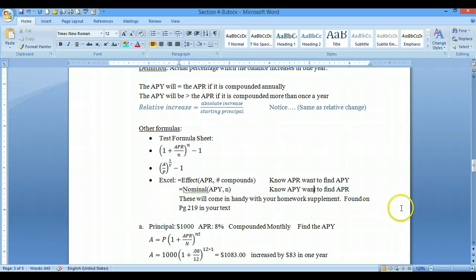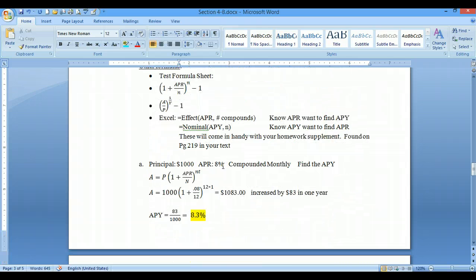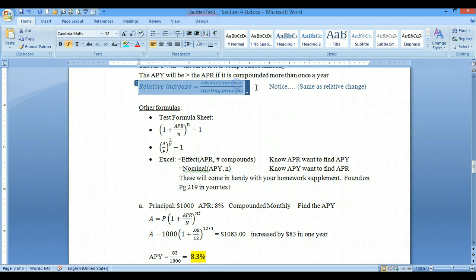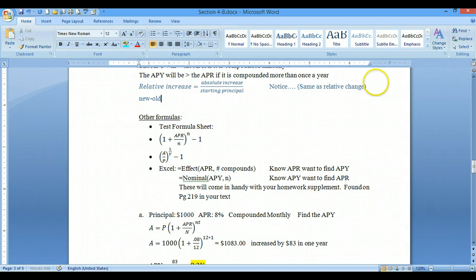So lots of different ways you can work on these. I'm going to go ahead and stick with these ones up here for now, and I might show you a couple at the same time. Let's move on to our first example. If I have a principal of $1,000, an APR of 8%, and it's compounded monthly, let's find the APY. So I want to use this one, which would be relative increase or the absolute increase over the starting principal, which means I need the new minus the old. Remember that one? Let's type it: new minus old divided by the old.